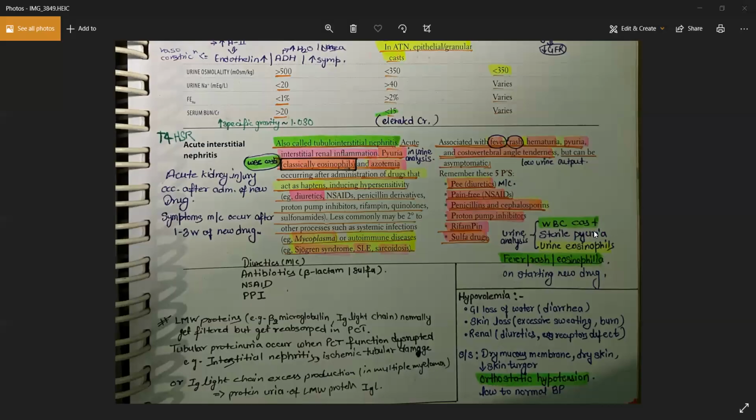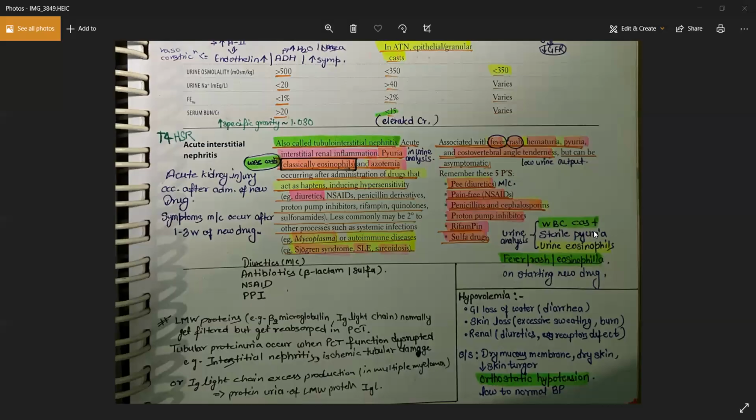Okay, so it is an acute kidney injury that happens after the administration of a new drug. The symptoms should happen within a month of the initiation of the therapy. It generally happens after a week. Okay, 1 to 3 weeks is the time. So whenever you encounter a patient having a renal injury after starting a new drug within a month, think about acute interstitial nephritis.